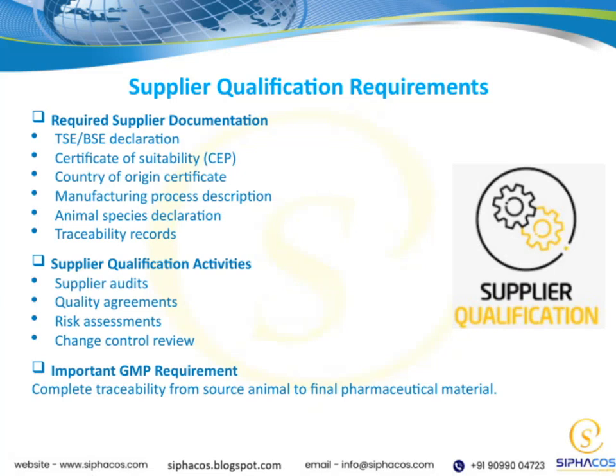When it comes to qualifying suppliers, there are a few key documents we always need. These include declarations like TSE and BSE, certificates of suitability, and proof of where the materials come from. We also require detailed descriptions of the manufacturing process, animal species declarations, and traceability records. On top of paperwork, we conduct supplier audits, establish quality agreements, perform risk assessments, and review any changes carefully. Above all, good manufacturing practice demands full traceability, from the original animal source right through to the finished pharmaceutical product.